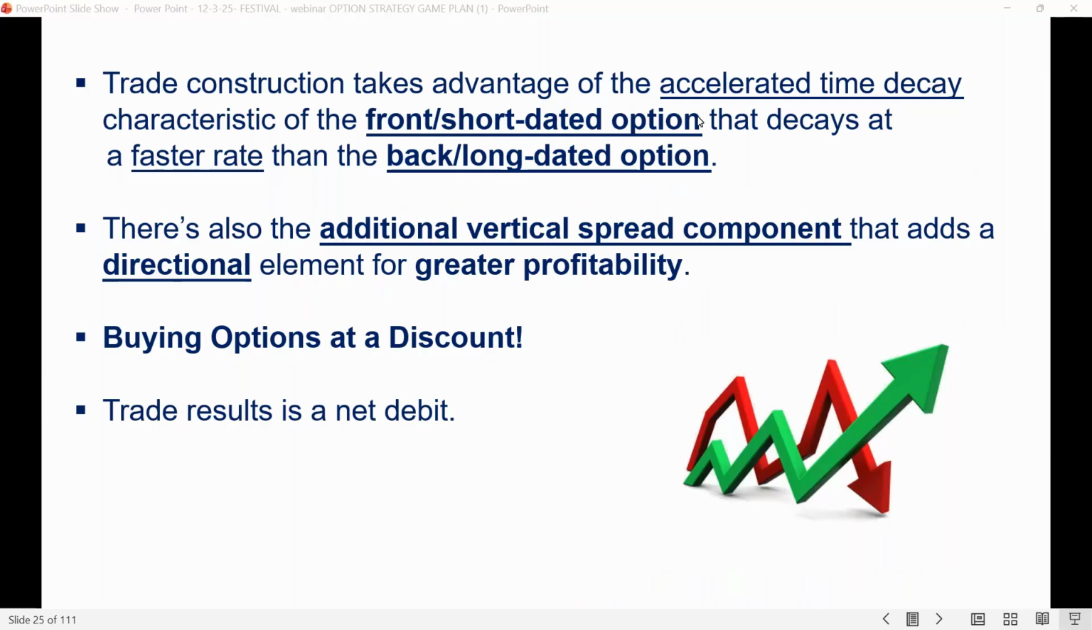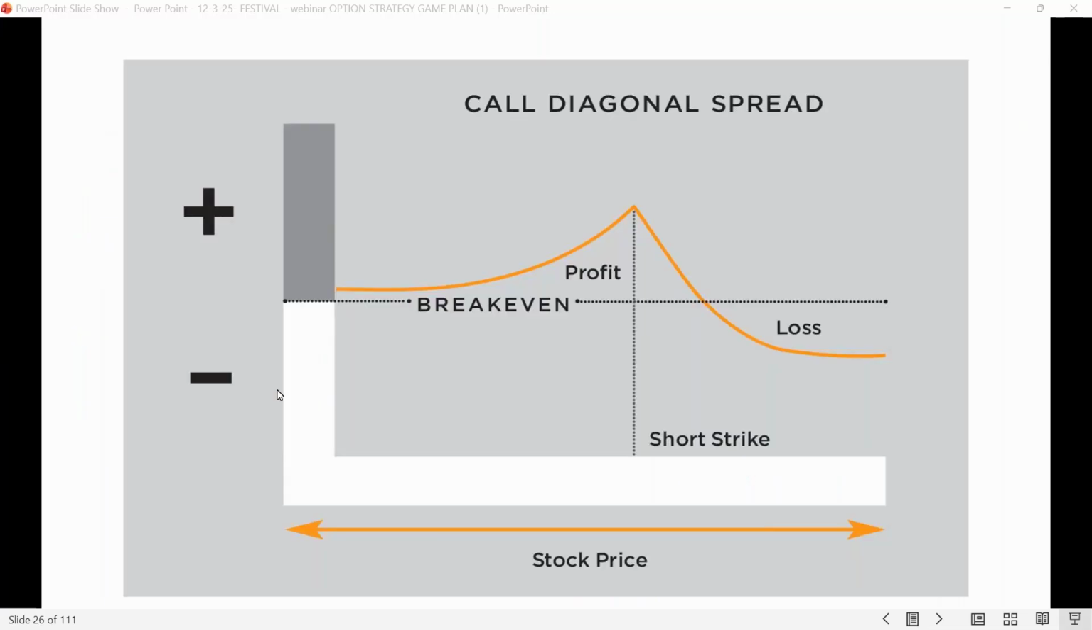The trade construction takes advantage of the accelerated time decay of that front short-dated option, which decays at a faster rate than the long-dated back option. That additional vertical spread component is what adds the directional element for really great profits. So you're basically buying options at a discount, and the trade is also a net debit. This is kind of what the risk profile looks like.